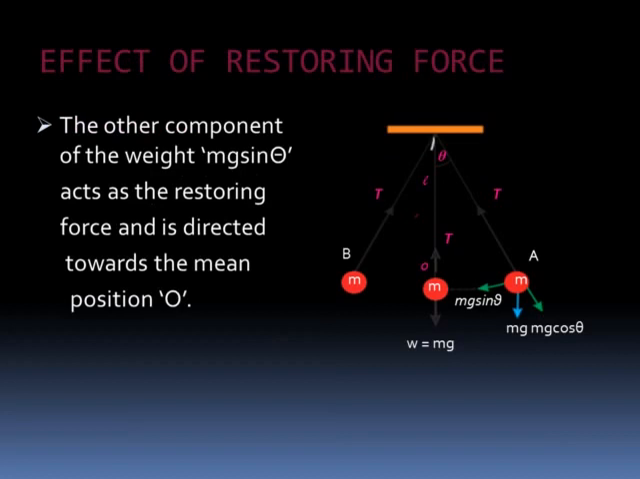Now we consider the effect of restoring force on the bob of simple pendulum. The other component of the weight, mg sin theta, acts as the restoring force and is directed towards the mean position O. The bob will come back to its mean position due to this restoring force.